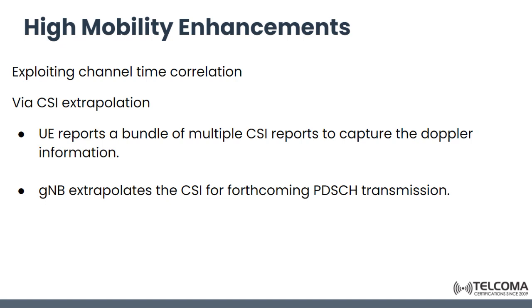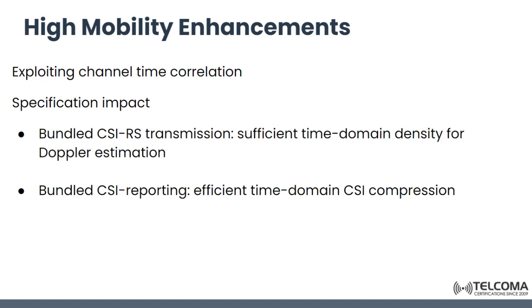How? The UE can report a bundle of multiple CSI reports so that it can capture the Doppler information. After capturing this Doppler information, the gNodeB extrapolates the CSI for the PDSCH transmission. It has a specification impact: the bundled CSI-RS (channel state information reference signal) transmission should have sufficient time domain density for the Doppler estimation, and for bundled CSI reporting there should be efficient time domain CSI compression.